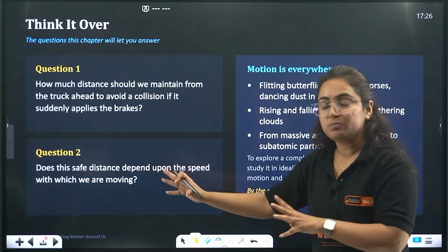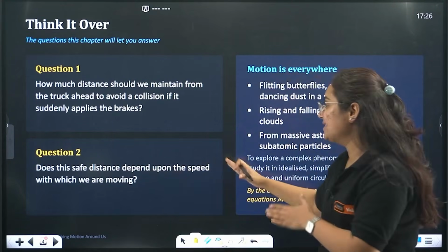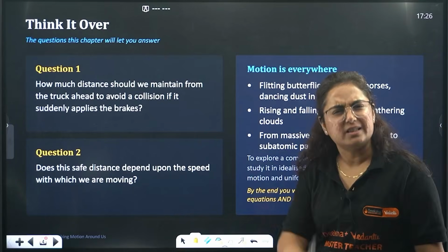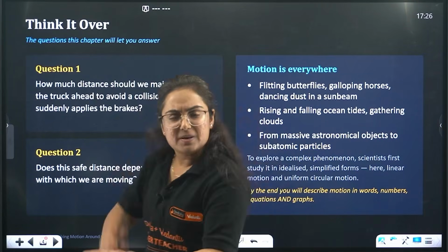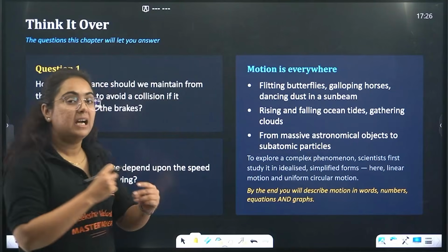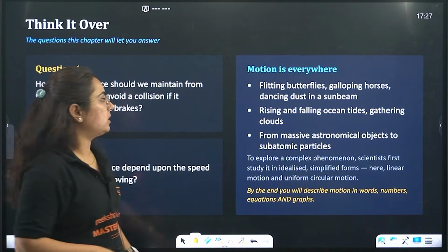Question number 2. Does the safe distance depend upon the speed, as I told you right now, which means we are moving? Does it depend upon the speed? Does it depend upon the distance? Yes. Right? And that will be decoded through this session.